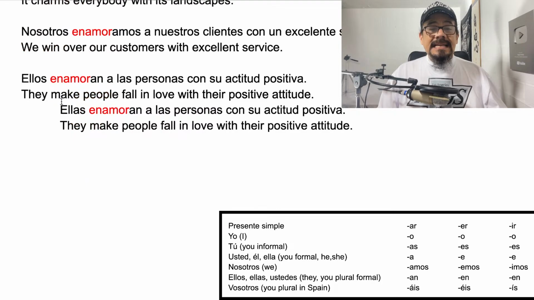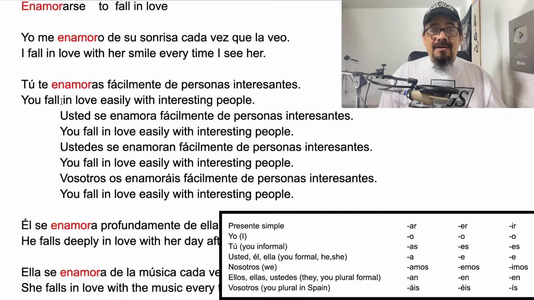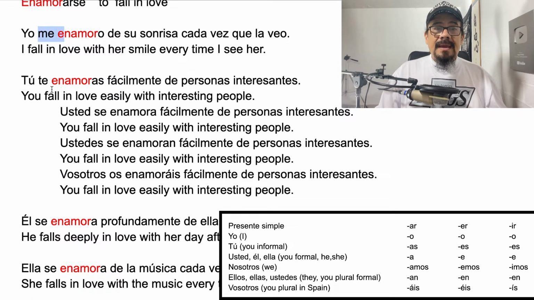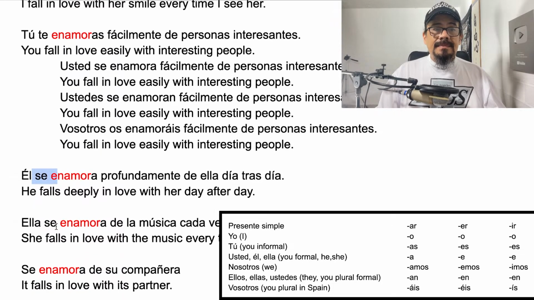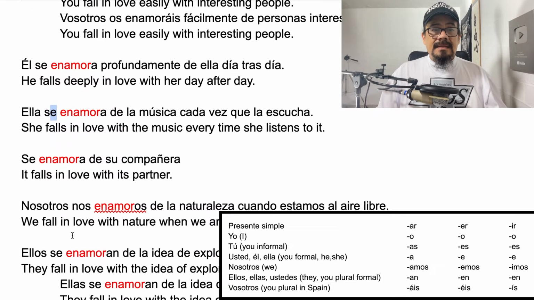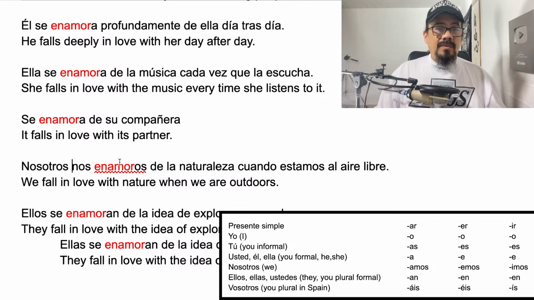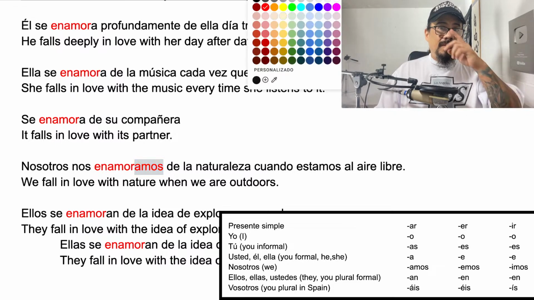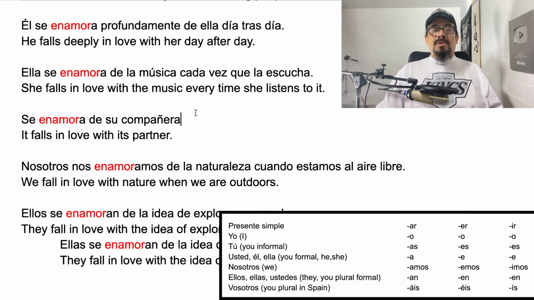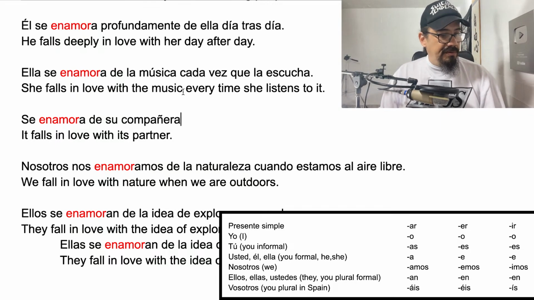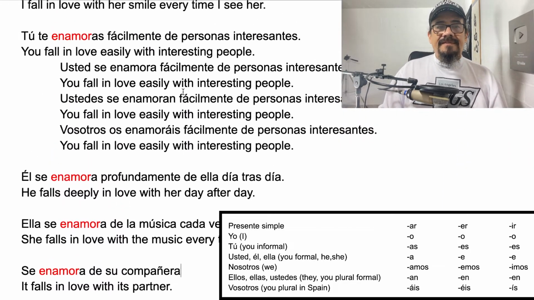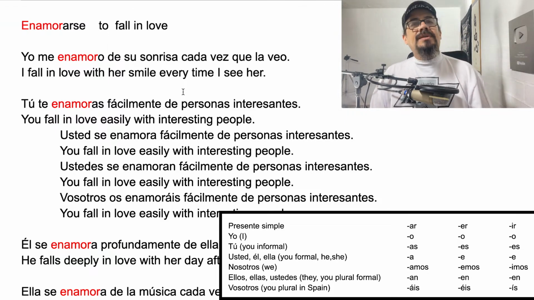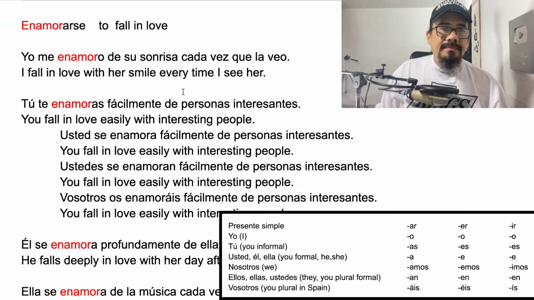And you will see that it's exactly the same here. The only thing is we add me, te, se, se. That's really something that we call nosotros nos enamoramos, that we call dativo de interés. But once again, we're going to go there in the future. That's a little bit more of advanced Spanish, but we are going to get there. Don't worry.